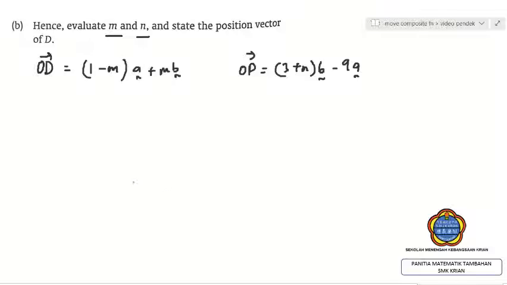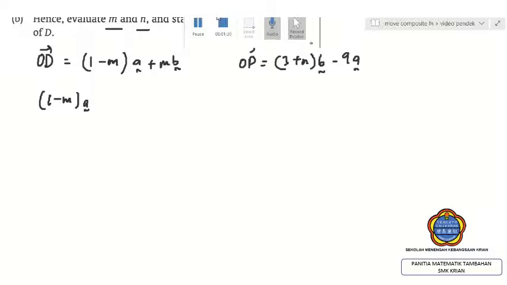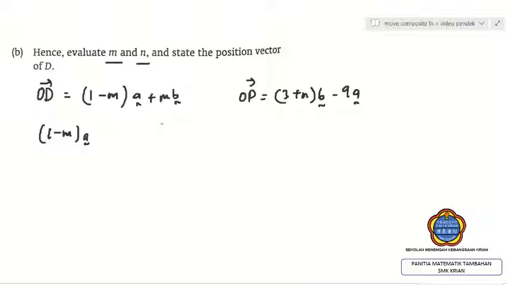Evaluate is we have to count what is the value of M and N, and as you know, here are both vectors of OD, so it is equal: 1 minus M A plus MB is equal to 3 plus N B minus 9A.